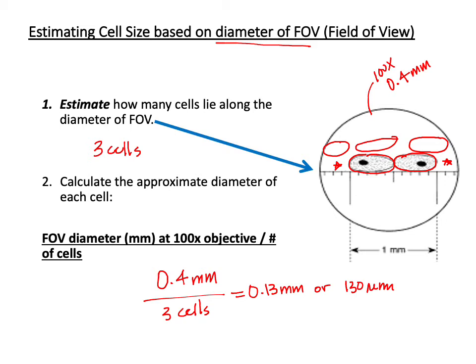This is very similar to what we talked about when I reviewed that quiz question with you last week. We're taking the diameter of our field of view and dividing it by the number of cells that we think could fit across our field of view. And that's what you're going to be doing for estimating the bacteria size.